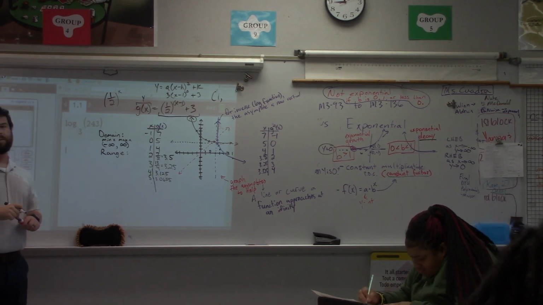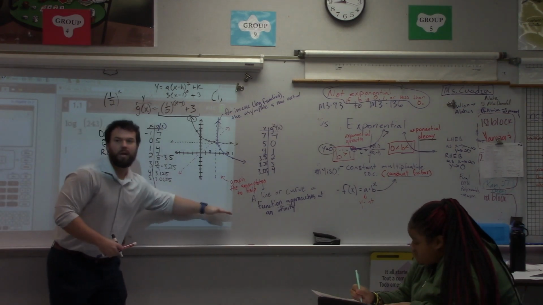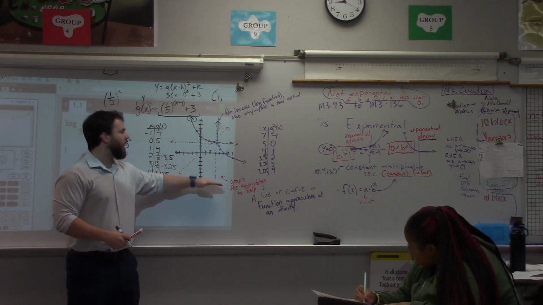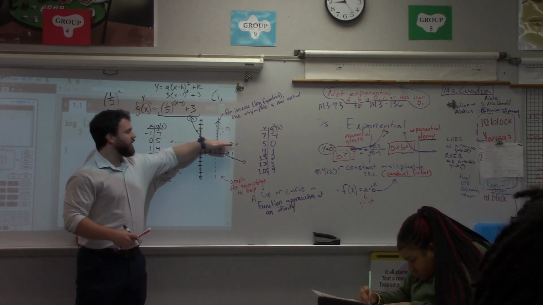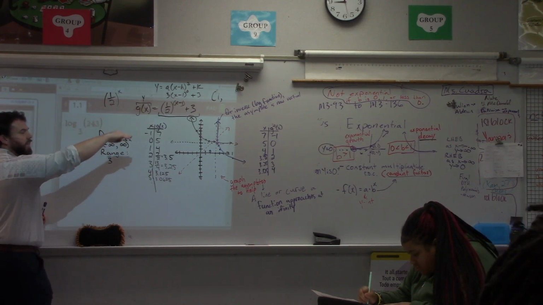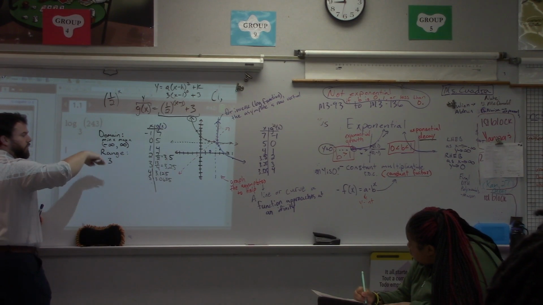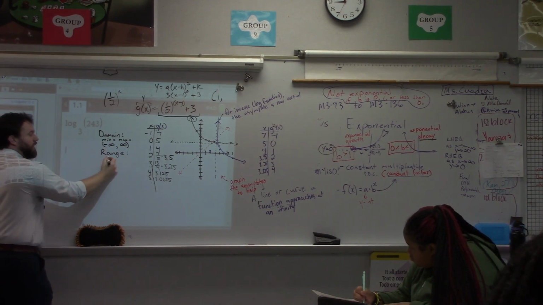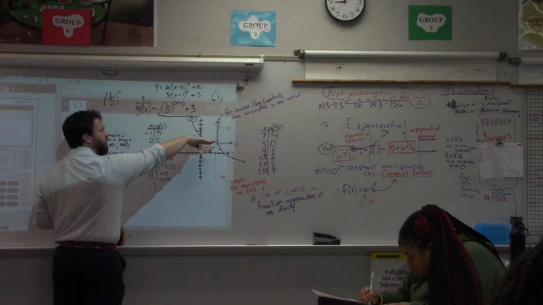Range, ladies and gentlemen, range: minimum y and maximum y. So I'm going to start at the bottom and come up. Tell me when I start to get to y values. Right here, at the asymptote. Now, do I actually get to that 3? No, that's an asymptote. I'm approaching it, so I don't use a bracket this time, I use a parenthesis. And then what's the maximum y?